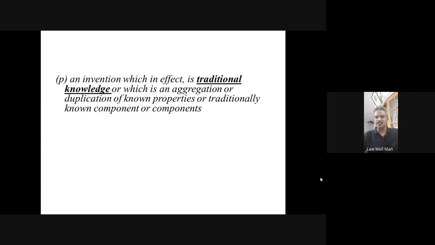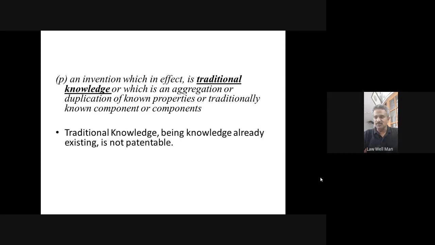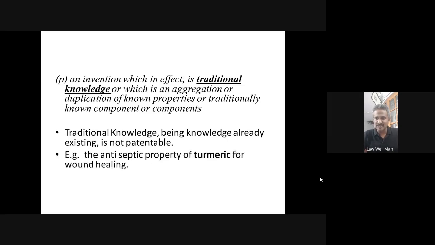Coming to P, an invention which in effect is traditional knowledge. We've got very many traditional knowledge in India. I may not have to explain what it is, though still we do not have an all-acceptable definition of traditional knowledge, but traditional knowledge is known to us. A traditional knowledge, or which is an aggregation or duplication of known properties or traditionally known component or components, then it's not patentable. Traditional knowledge being knowledge already existing is not patentable. Like the antiseptic property of turmeric for wound healing, it's already known.